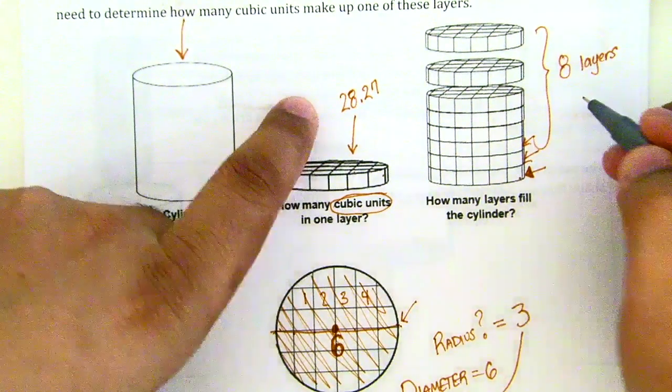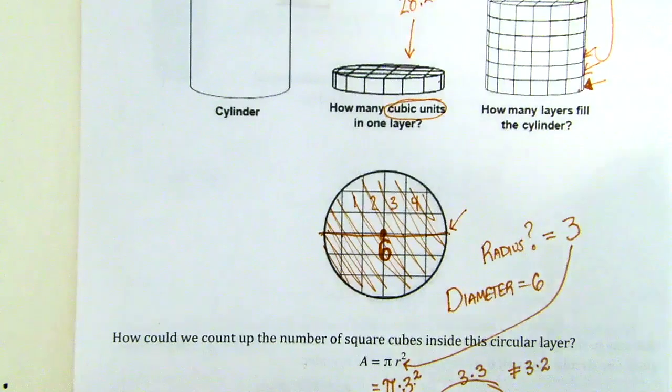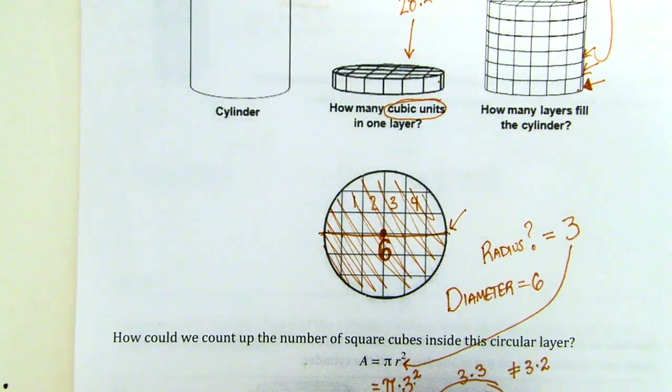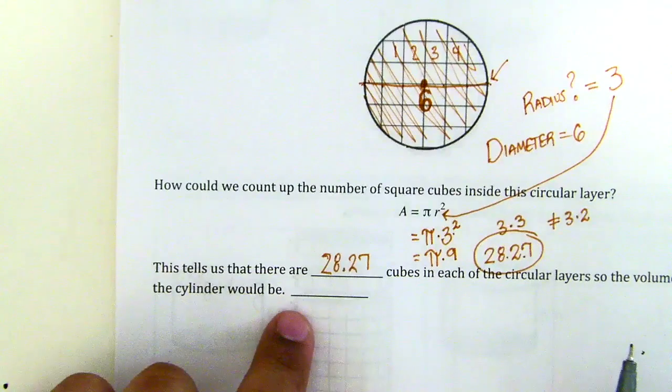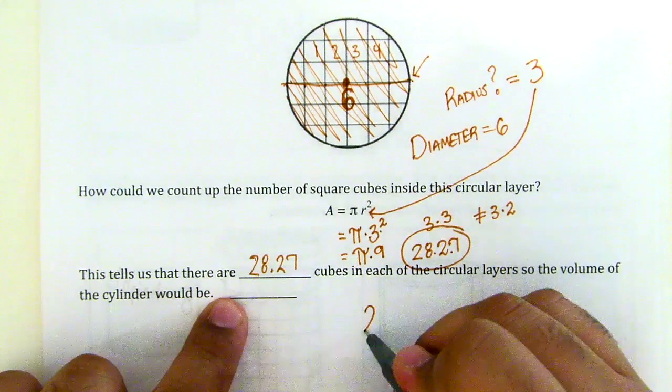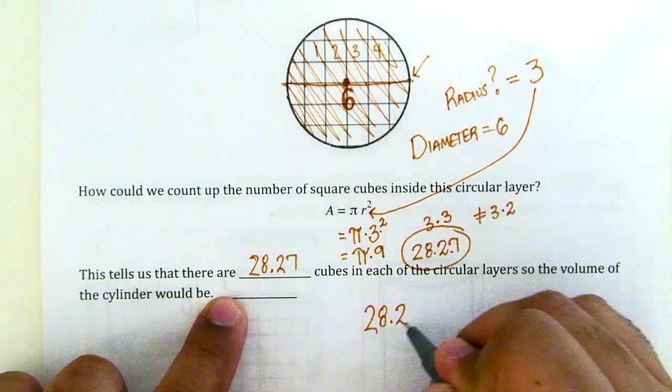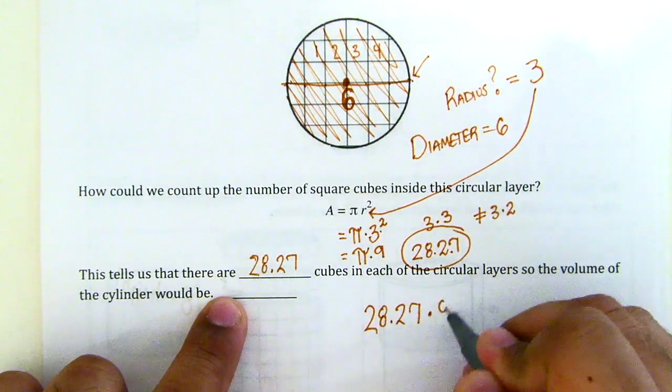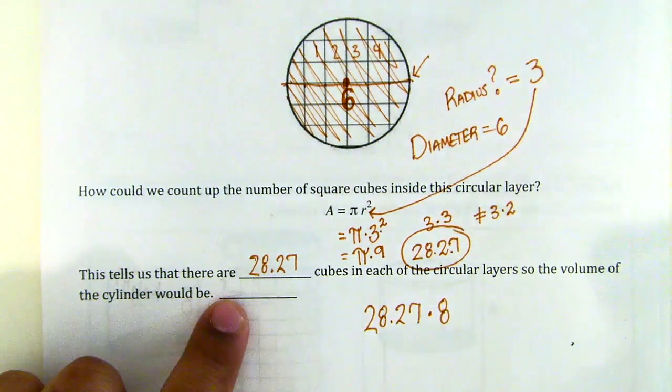So altogether we had 8 layers, remember, right? So to fill the cylinder, this tells us that there are 28.27 cubes in each of the circular layers. So the volume of the cylinder would be, I need to take this number here and multiply it by how many layers we ended up with, 8 layers.